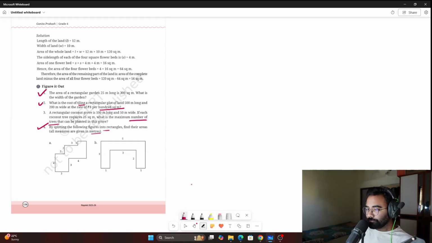Okay, so if I join this and if I join this, okay, now I need to calculate the area of this rectangle first. So how will I calculate? This is 5, this is 5.